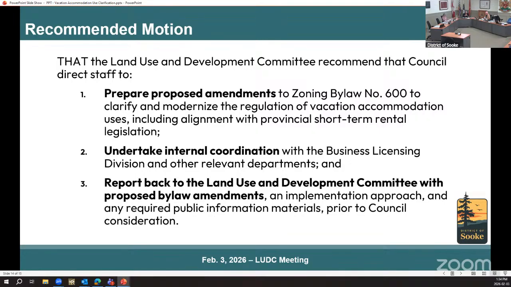Okay, so the recommendation is that the Land Use and Development Committee recommend that council direct staff to, one, prepare proposed amendments to zoning bylaw number 600 to clarify and modernize the regulation of vacation accommodation uses, including alignment with provincial short-term rental legislation. Two, undertake internal coordination with the business licensing division and other relevant departments. And three, report back to the Land Use and Development Committee with proposed bylaw amendments and implementation approach and any required public information materials prior to council consideration.